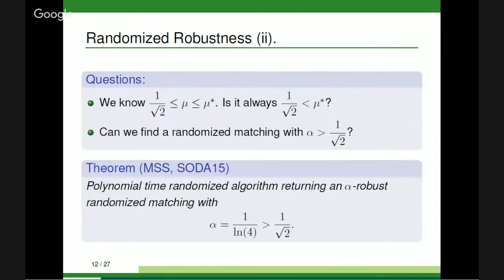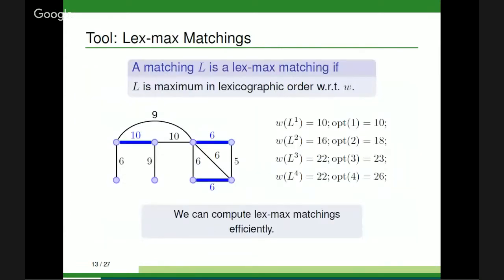So let me explain how this works, because it's not hard to explain, but it requires you to understand the notion before. So this notion I need is the notion of a Lex-max matching. So suppose that you're given a weight function, so the graph is weighted. A matching is going to be called Lex-max if you look at the vector of weights, so if you sort the weights from larger to smaller, if that string is lexicographically maximum.